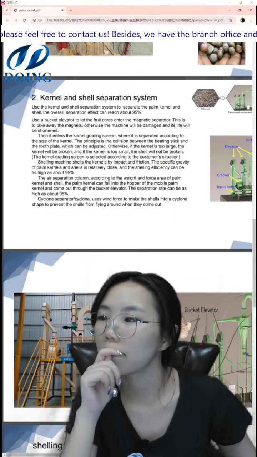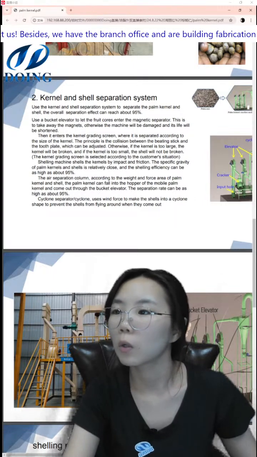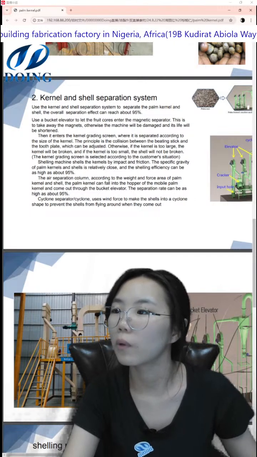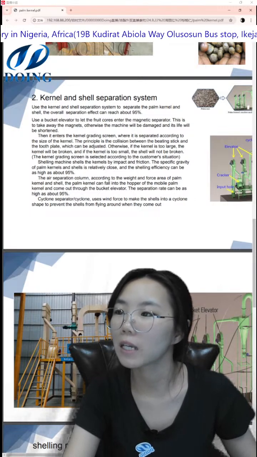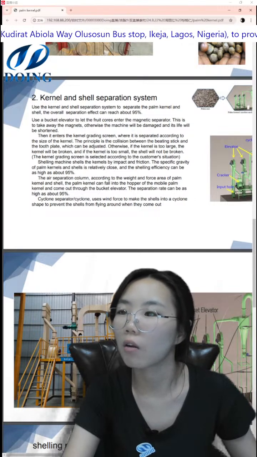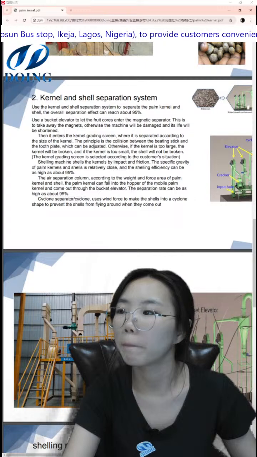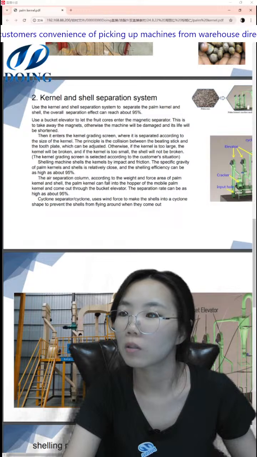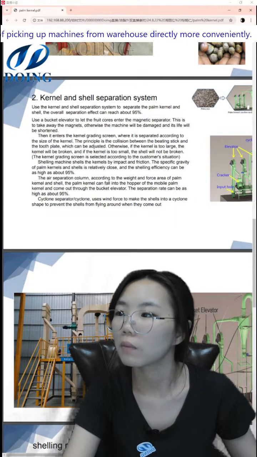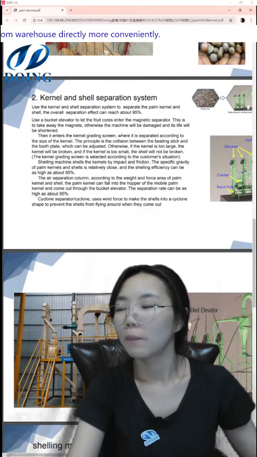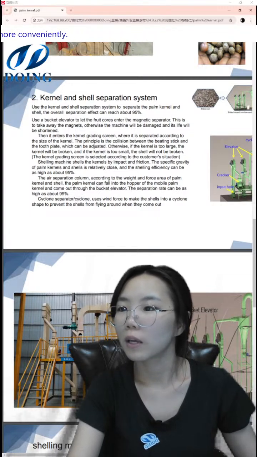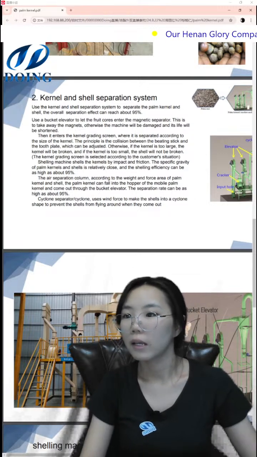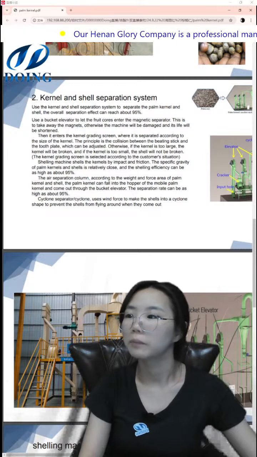The principle is the clearance between the baton stick and the tooth plate, which can be adjusted. Otherwise, if the kernel is too large, the kernel will be broken, and if the kernel is too small, the shell will not be broken. The kernel grading screen is according to the customer situation. If the customer needs it, we will add it to the complete production line.